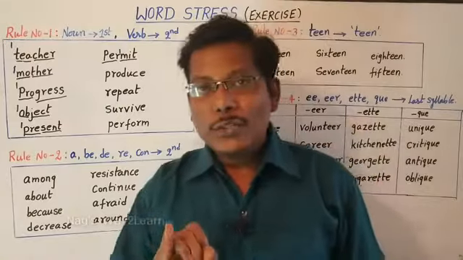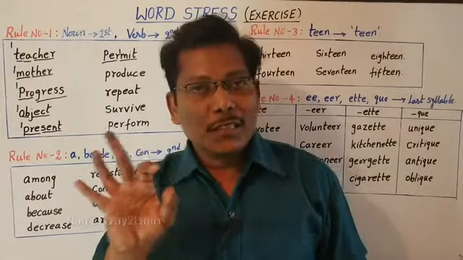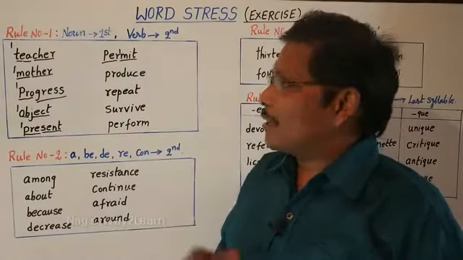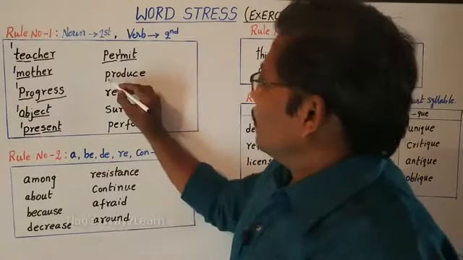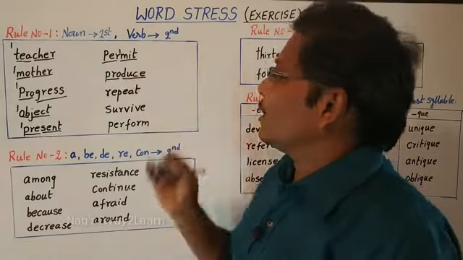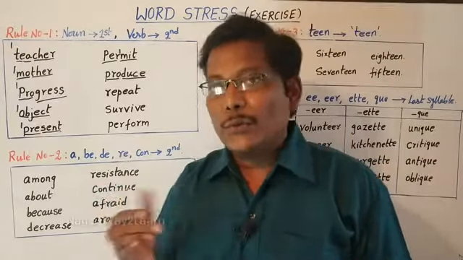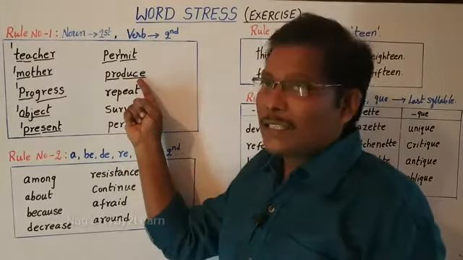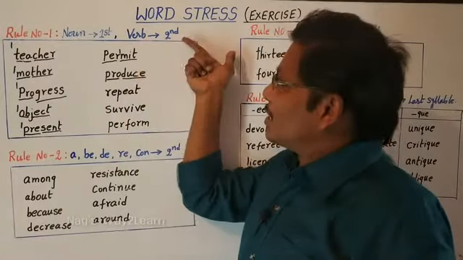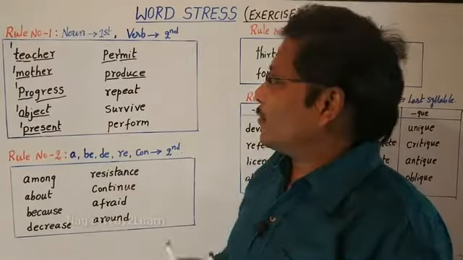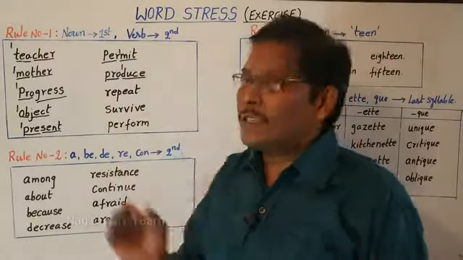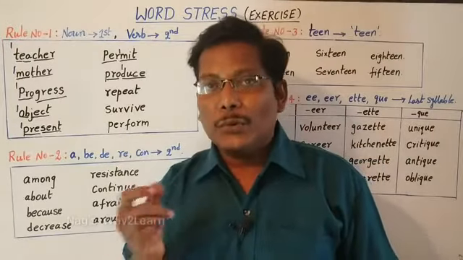Produce. Produce, produced, produced. These are the verb forms. So this is a verb. In this word also there are two syllables: pro, duce, produce. This is the first syllable, this is the second syllable, and moreover produce is a verb. So you put the stress mark on the second syllable. Therefore you put the stress mark on duce. So it should be pronounced as produce, like that.